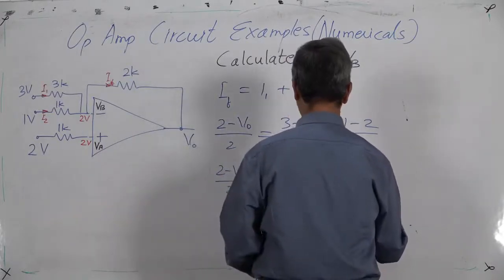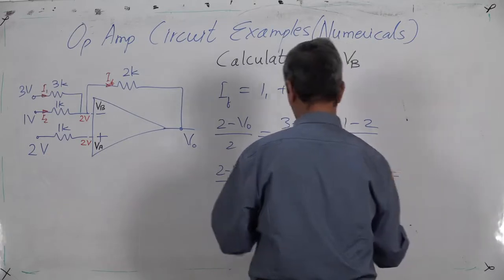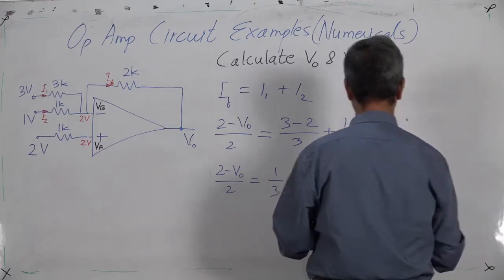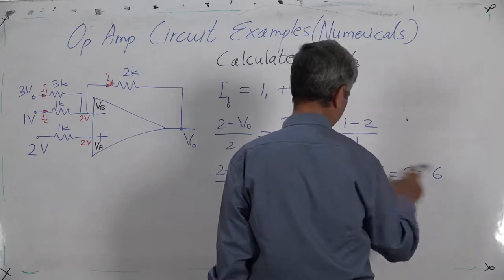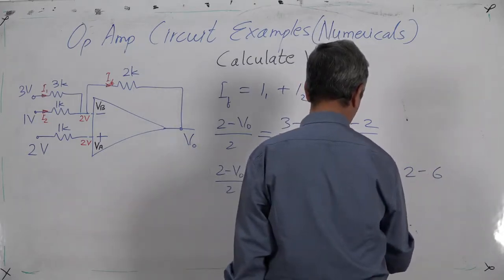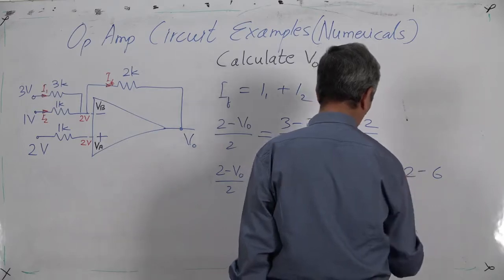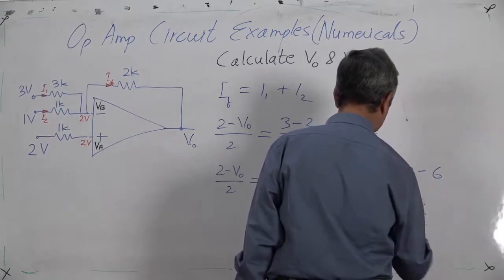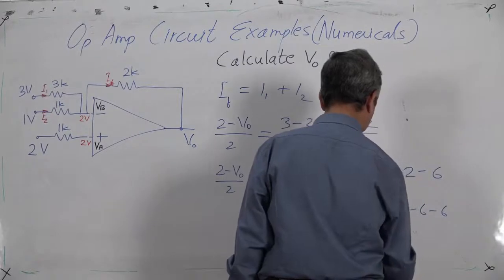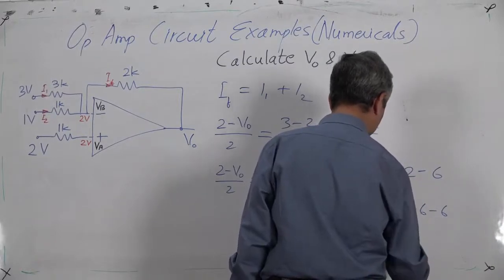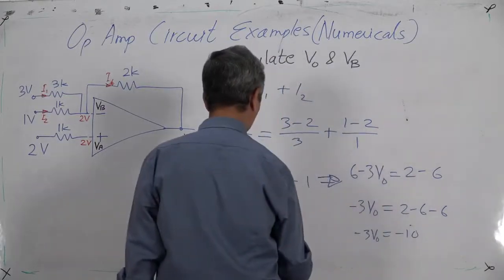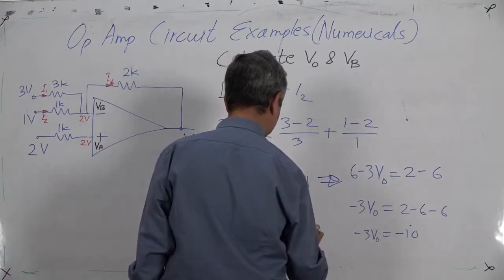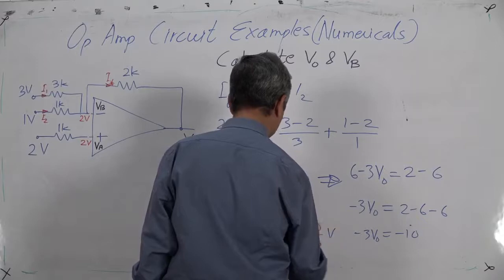So it becomes 6 minus 3 VO is equal to, as the denominator is 3, multiplying by 6 gives 2 minus 6. So minus 3 VO is equal to 2 minus 6, and this is minus 6 again. So minus 3 VO is equal to 2 minus 12, that is minus 10. So VO is equal to plus 10 by 3 volts.